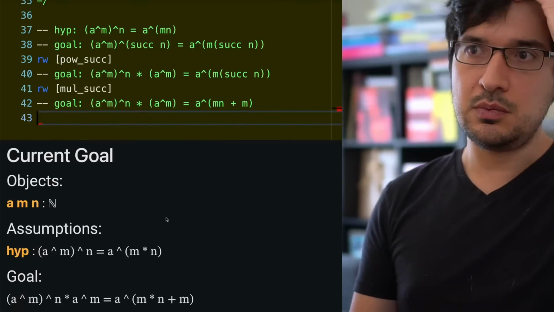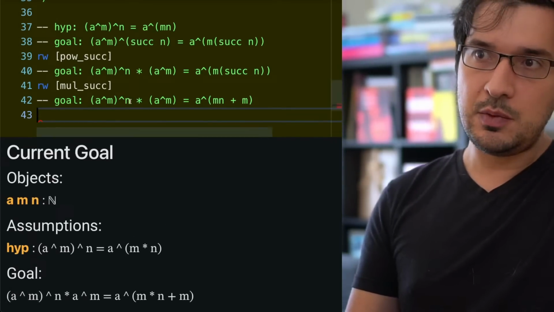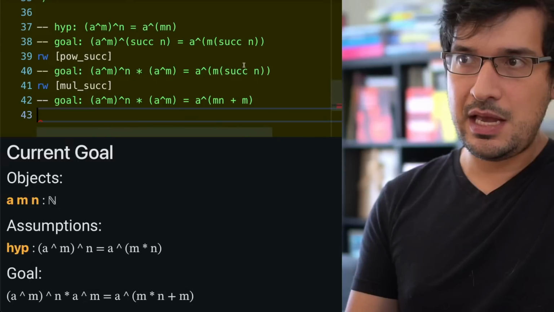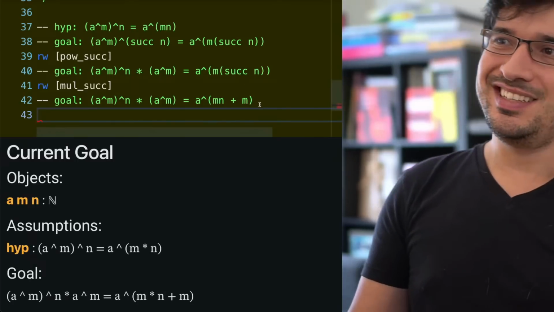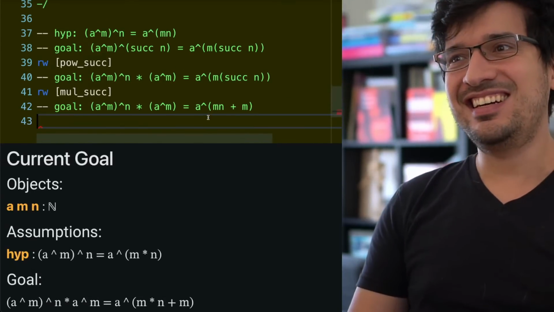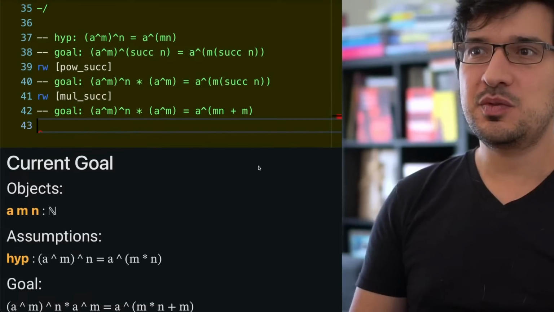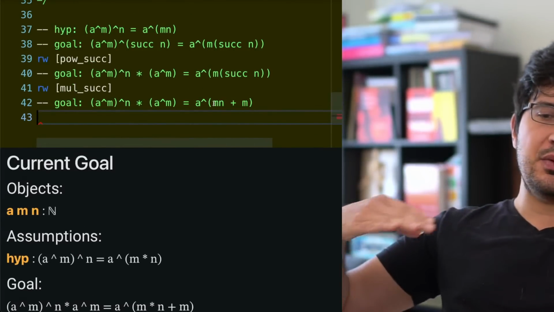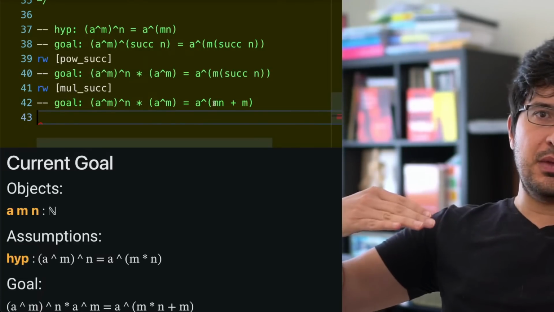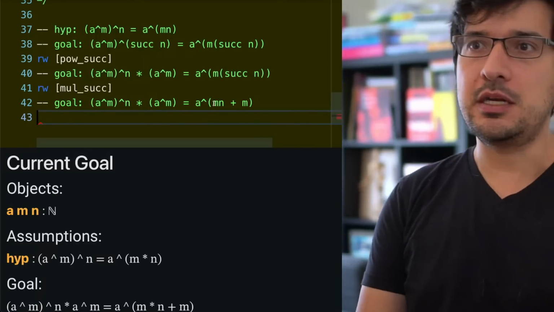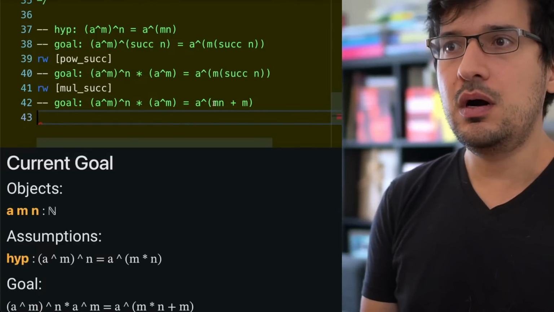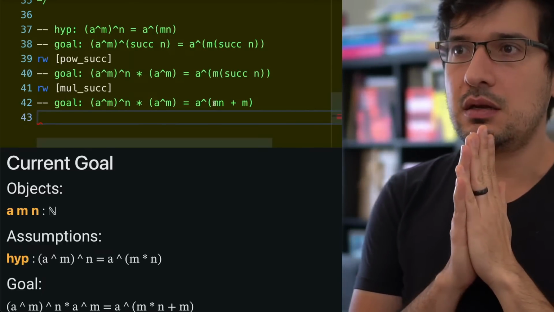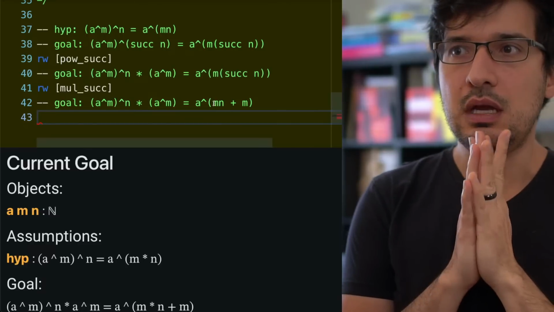Okay, so did we get a raised to the m raised to the n times a to the m equals a raised to the mn plus m? Cool, we got there. Yeah, all right, so we're still working the way I wanted. And now I want to get the left-hand side and the right-hand side statements to meet in the middle, right? So on the left-hand side, a raised to the m raised to the n times a to the m.